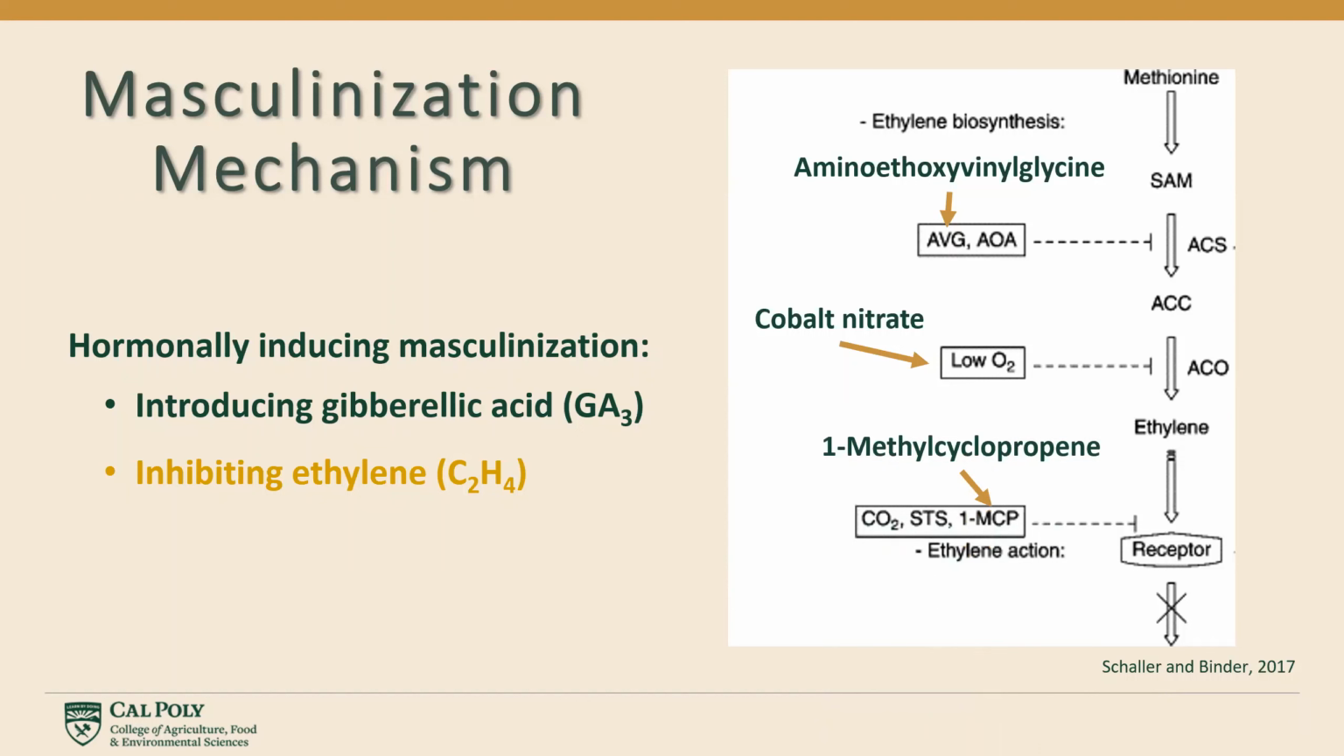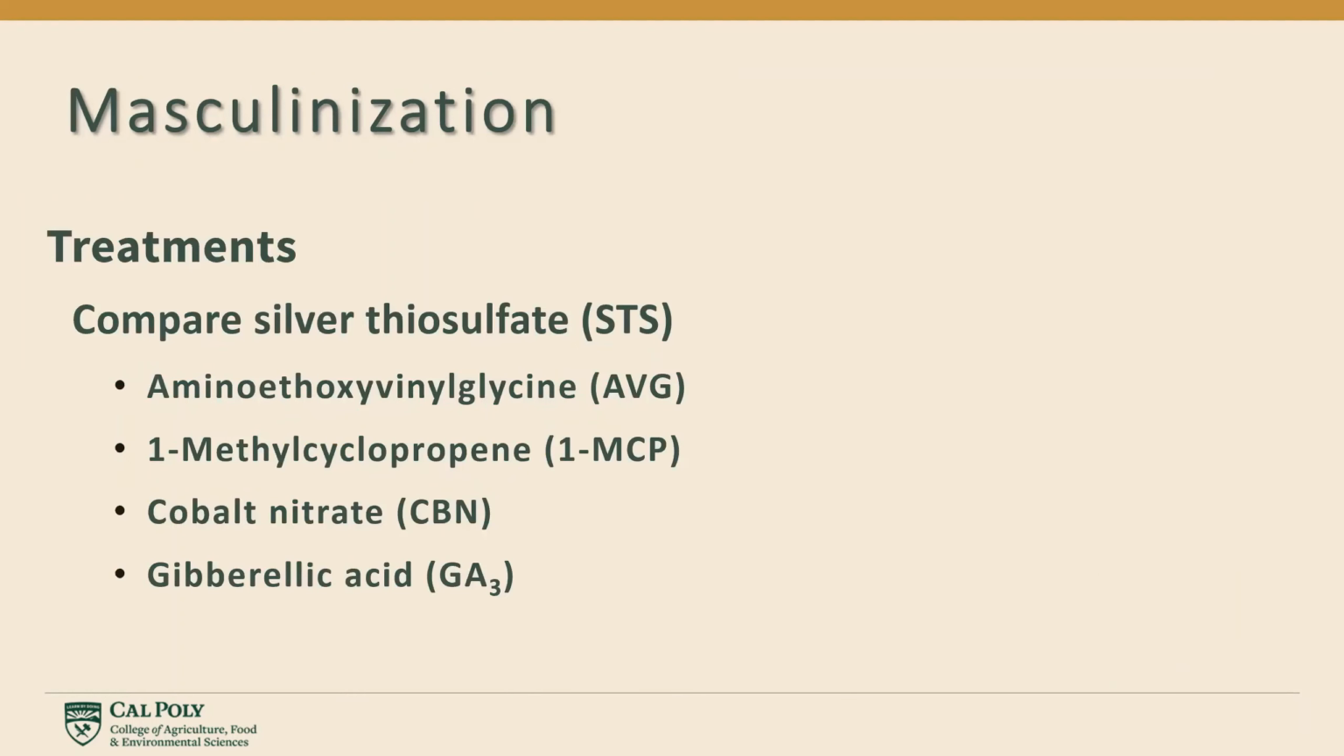I'd like to point out 1-MCP, which is 1-methylcyclopropene, and STS, which is silver thiosulfate. Silver thiosulfate is commonly used in the hemp industry to masculinize female plants, and it is currently the standard practice. So, essentially, we compared silver thiosulfate to 3 other ethylene inhibiting treatments, as well as in combination with gibberellic acid for some of the treatments.